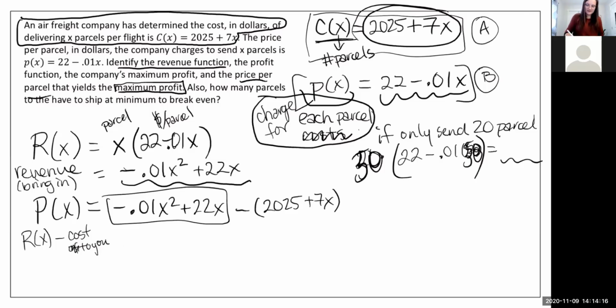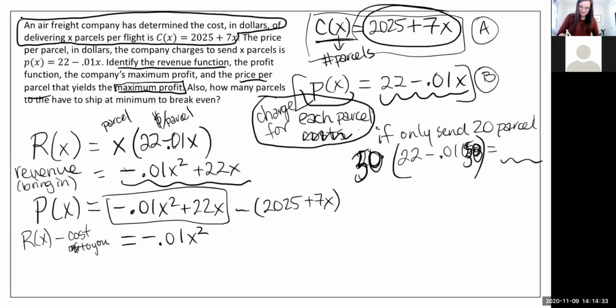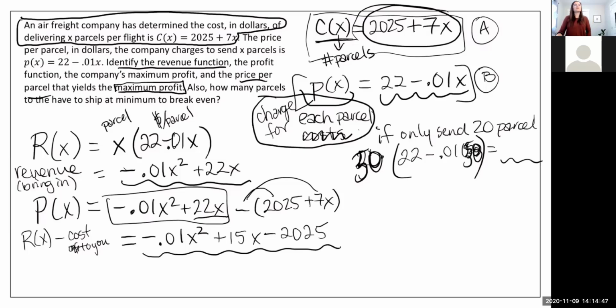And so once you have that, now you can consider everything that is going on in your company based on one variable, the volume of parcels that you are having as an order. So 22 minus 7x is going to be your 15x, and then your minus 2025. And again, it's a quadratic because you have two kind of variables going on. You have the number of parcels, but then you have the price that kind of depends on how much volume you have. So that gives you that square.